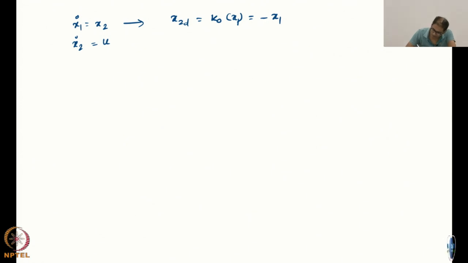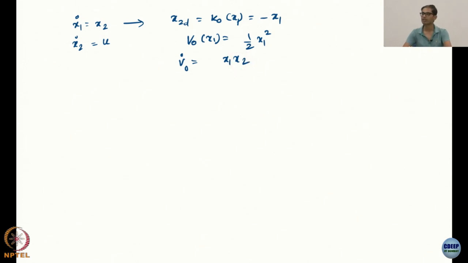So then what is my error term? And what is the V0? Just half x1 squared, right? Nothing too fancy. Because I know that if I take V0 dot, it's x1, x1 dot, and x1 dot is x2. So this gives me V0 dot is x1, x2. And if I substitute for x2 as minus x1, I get minus x1 squared. Good to go. No problem.